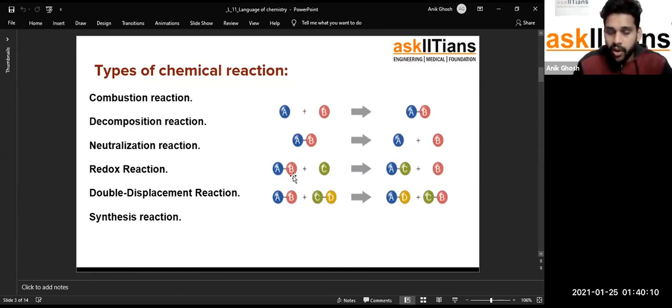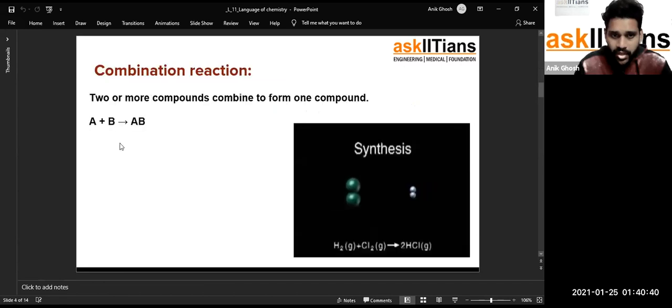That is a combination reaction. Decomposition reaction is AB breaking into A plus B, exactly the opposite. Neutralization reaction is when there is an acid and there is a base. If you add this acid and base together, you would get a salt. That is called a neutralization reaction. So the acidic character and basic character are both neutralized with each other.